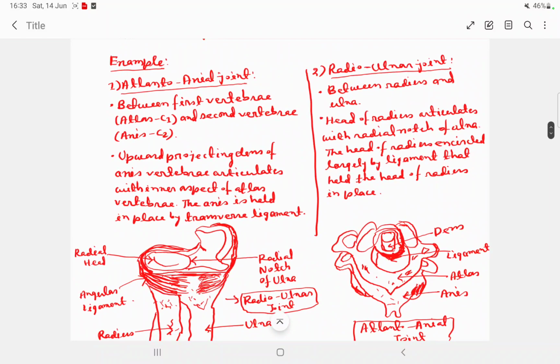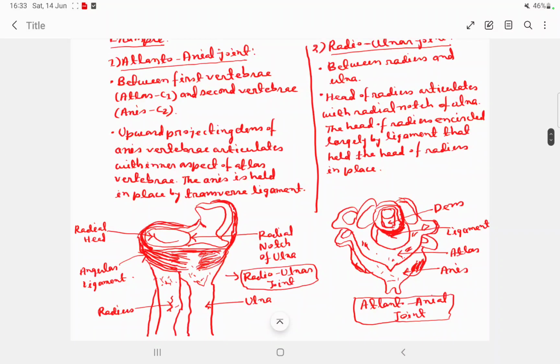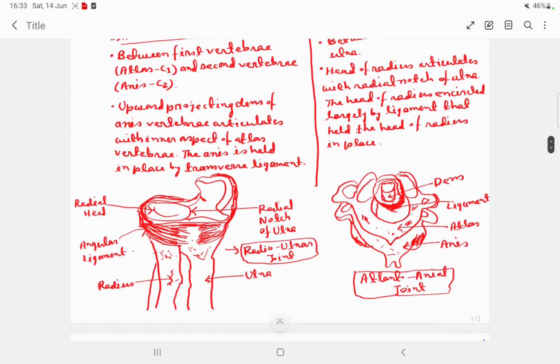Now, an example is the atlantoaxial joint between the first vertebra, that is atlas C1, cervical vertebra C1, and the second vertebra, that is axis C2, cervical vertebra C2. Now the upward projecting dens of the axis vertebra articulates with the inner aspect of the atlas vertebra. The axis is held in place by the transverse ligament.